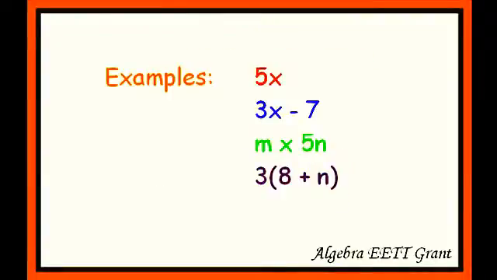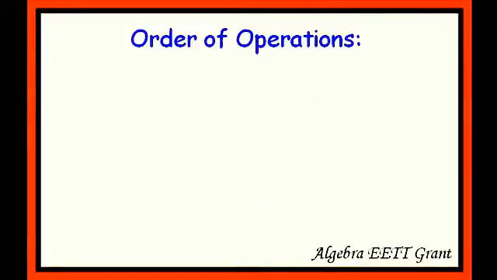Now, some examples of algebraic expressions are 5x, 3x minus 7, m times 5n, or 3 times the quantity 8 plus n. All of these are examples of algebraic expressions. In other words, there's no equal signs. It is not an equation. Now, to simplify an algebraic expression, there are some rules that we need to remember.